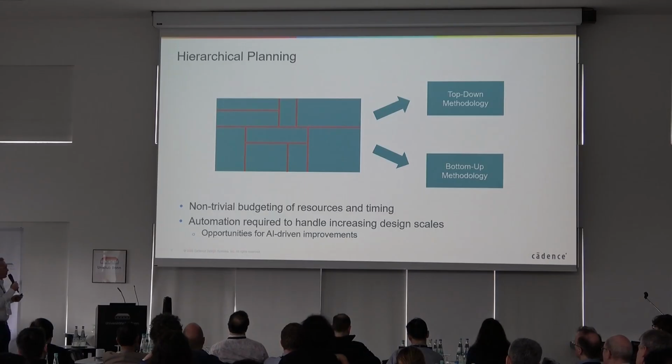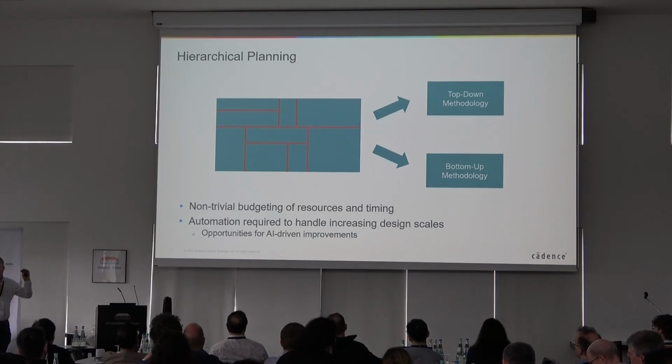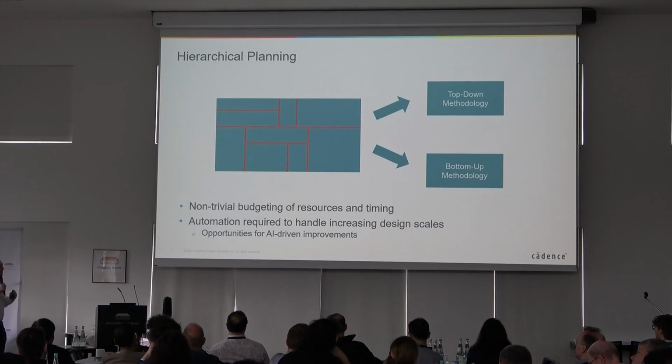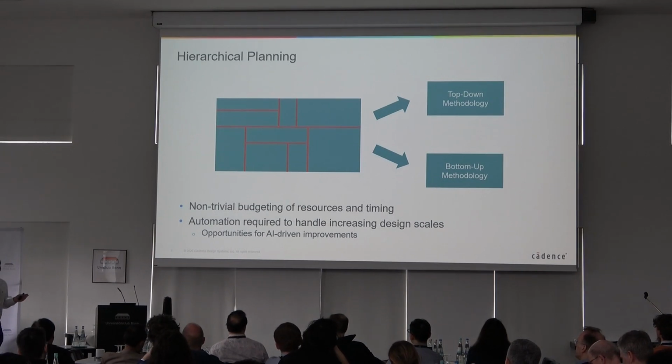You can do a top-down methodology instead, where you start with a flat design, do some very limited analysis, and try and derive the budgets that you're going to need during this process. However, as I said, correlation is really important. You need basically picosecond-level accuracy to do this. And this is an area where I think there's a lot of opportunity for AI-driven improvements.